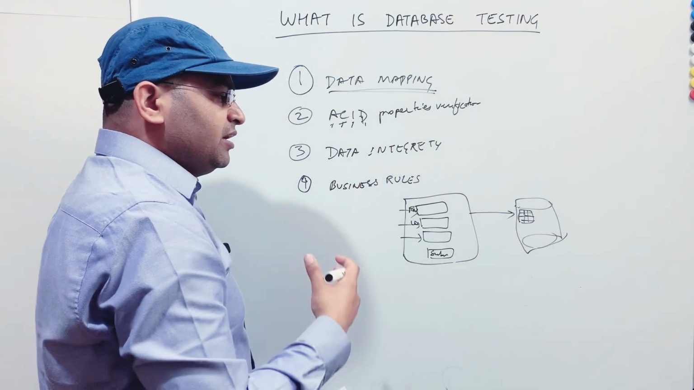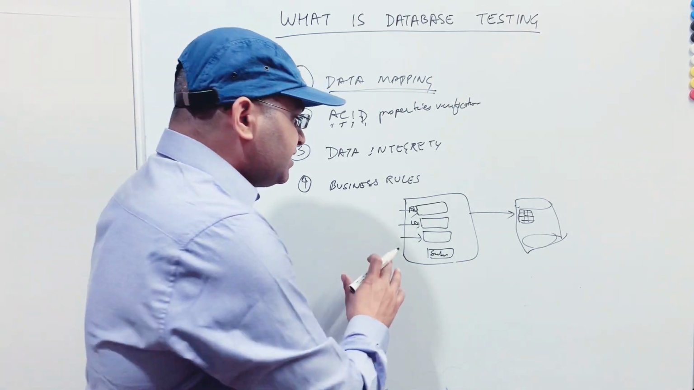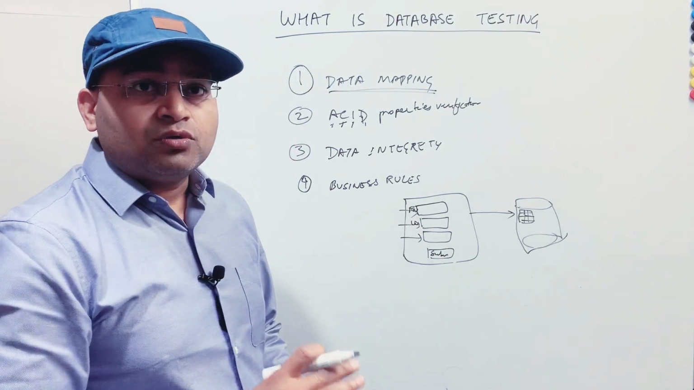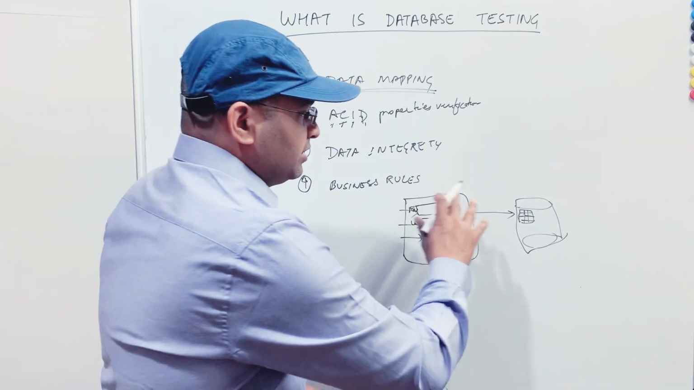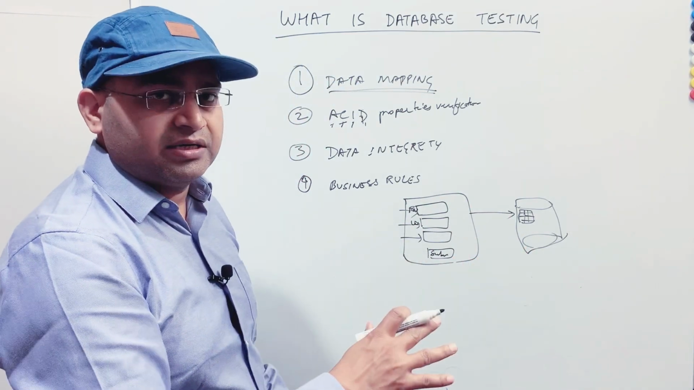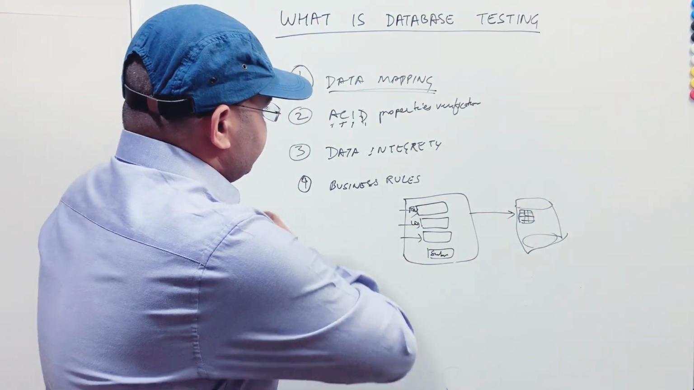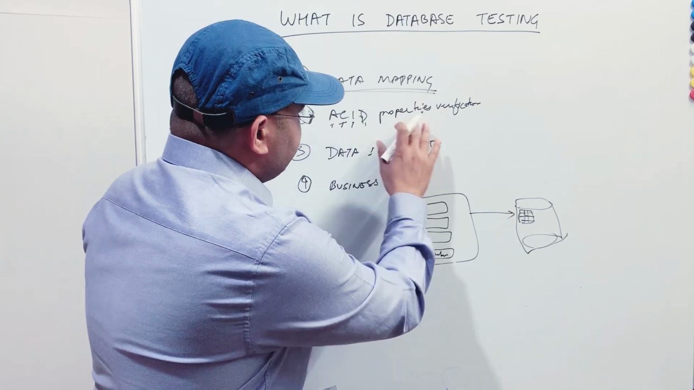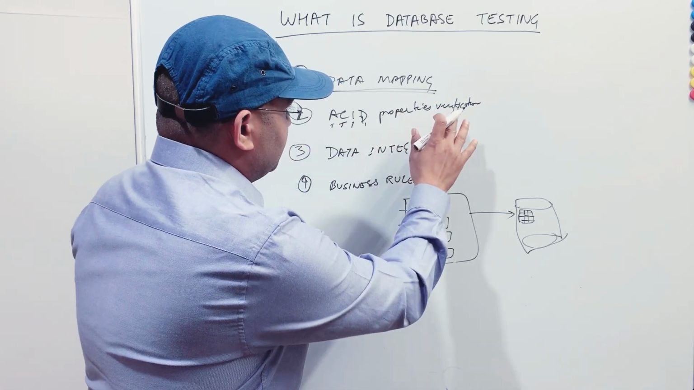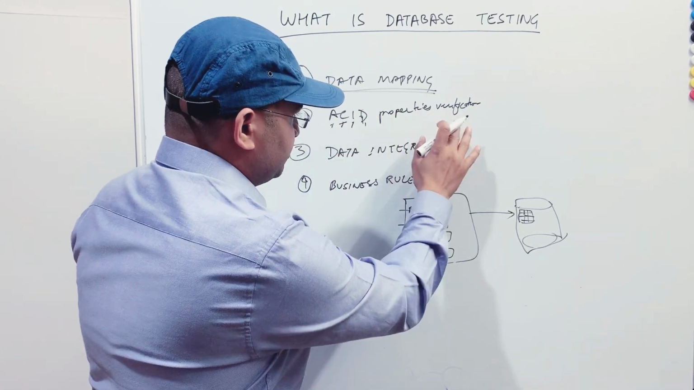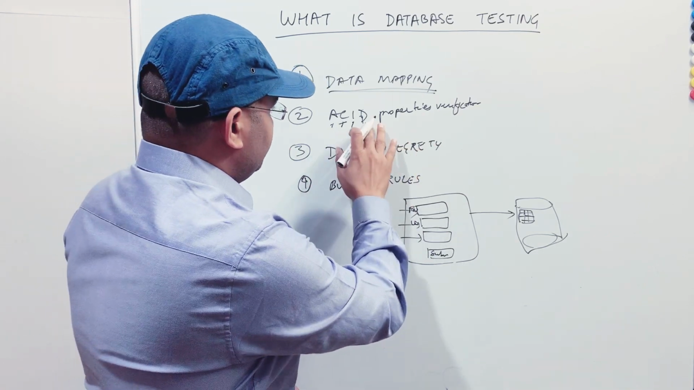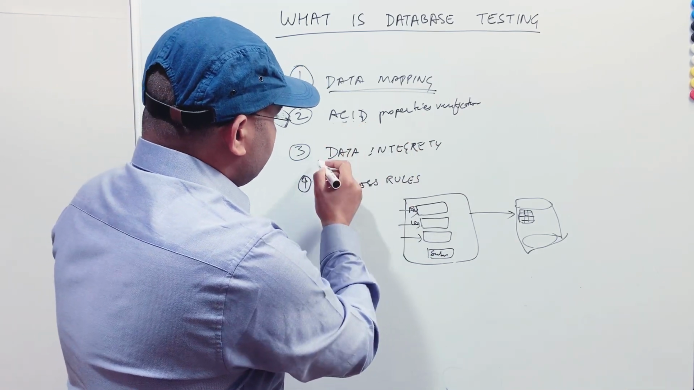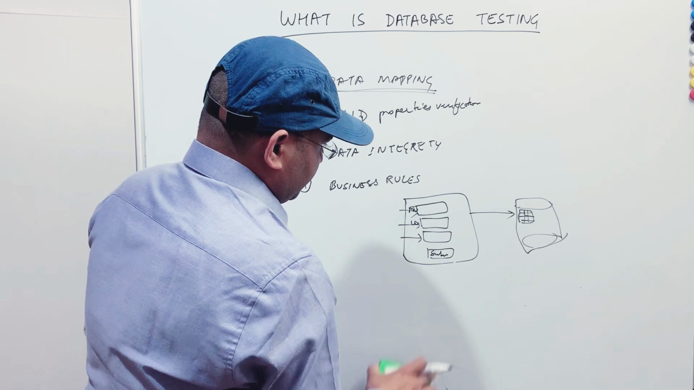You verify that the data you provide on the front end gets stored correctly into the back end, into the database, and is mapped correctly. Okay. The second important thing: I'll come to the ACID properties verification later, as it is a bit bigger topic. So let's come to the data integrity first, right?